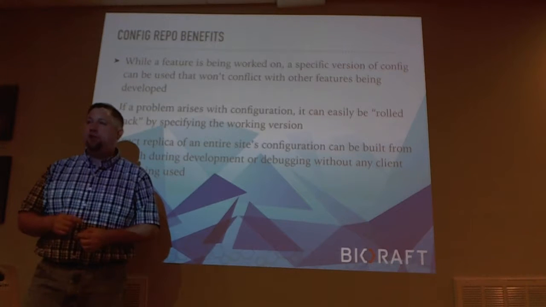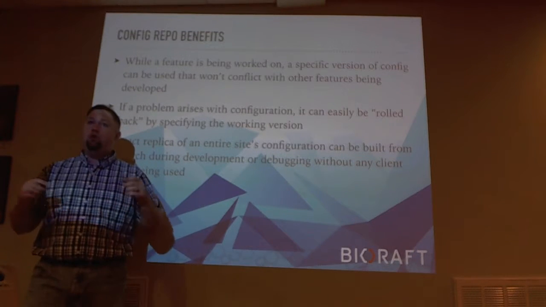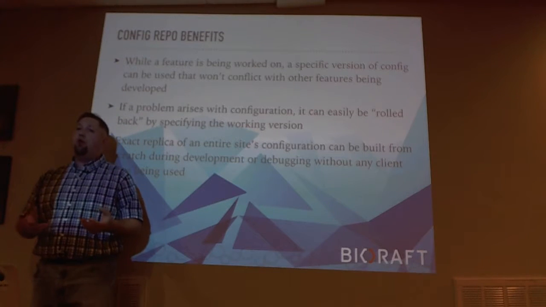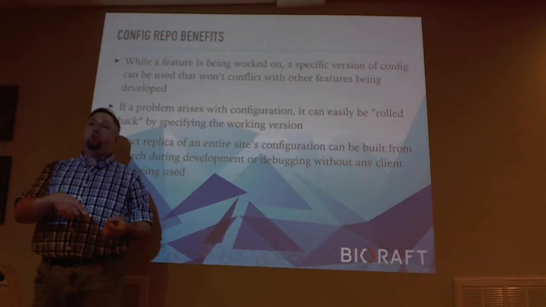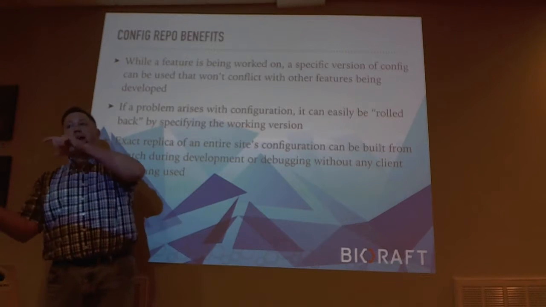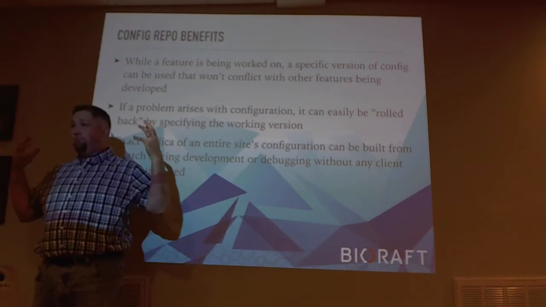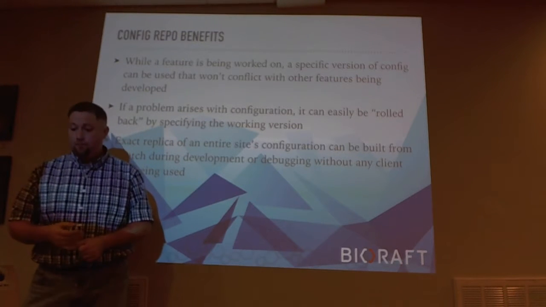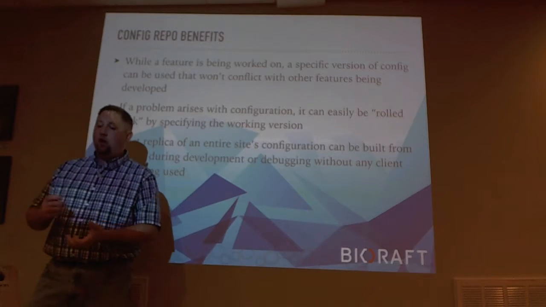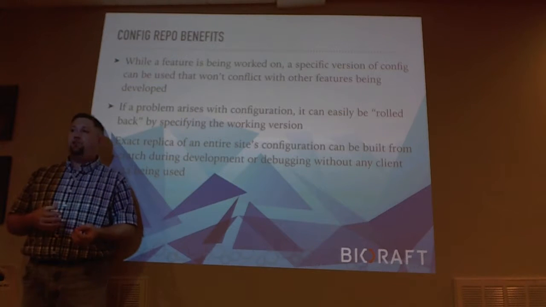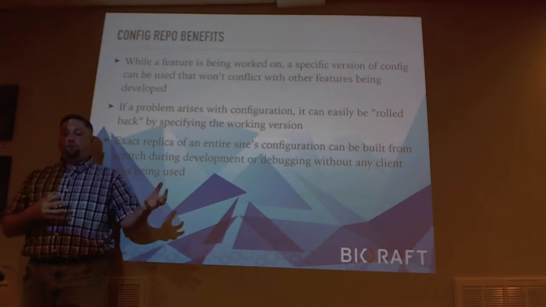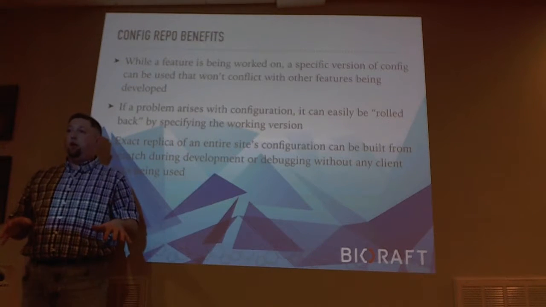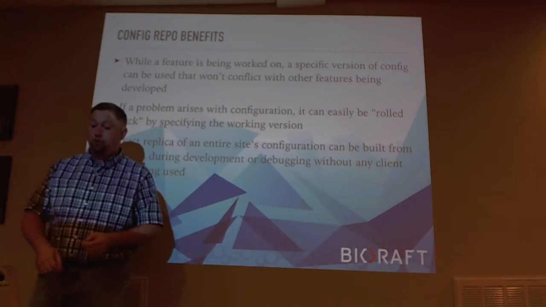If a problem arises with the configuration, let's say you go and you deploy this to your staging site and there's a problem, because you're doing this with Composer, all you need to do is roll back the version in your composer.json file, and now you can roll back your whole configuration. So as a bulk, it gives you a lot of power to be able to make changes and fix things when they go wrong. And what you can also do is take an exact replica of your entire site's configuration, and you can build it from scratch during development and debugging with any client data at all, because it's just code at that point.